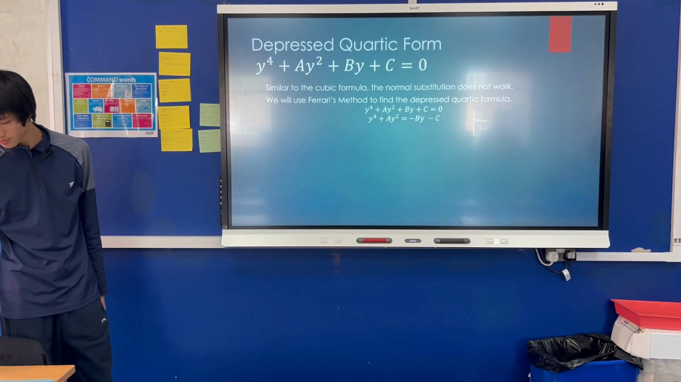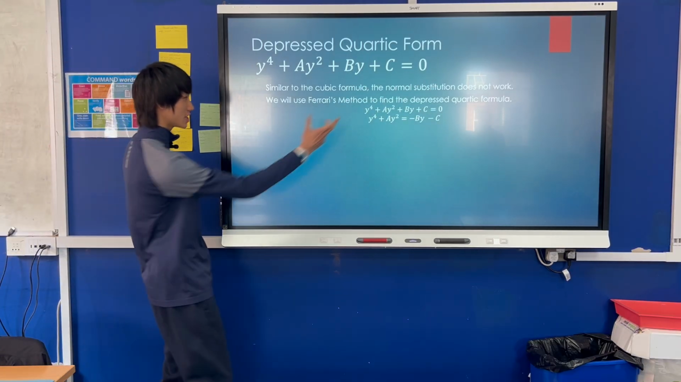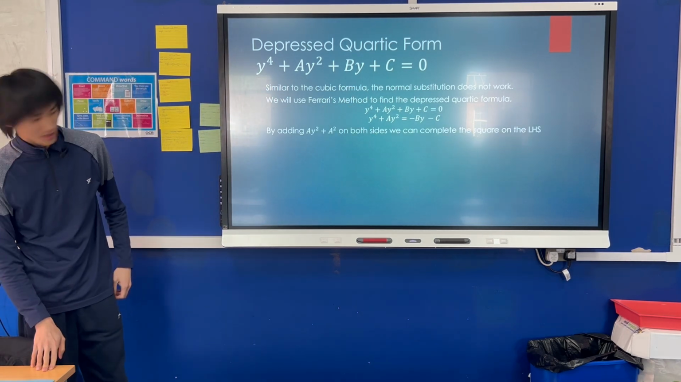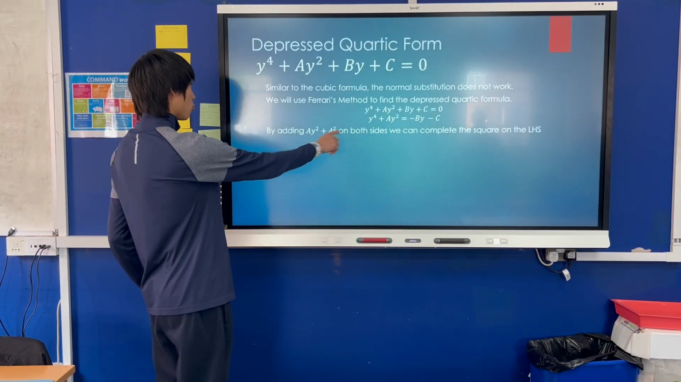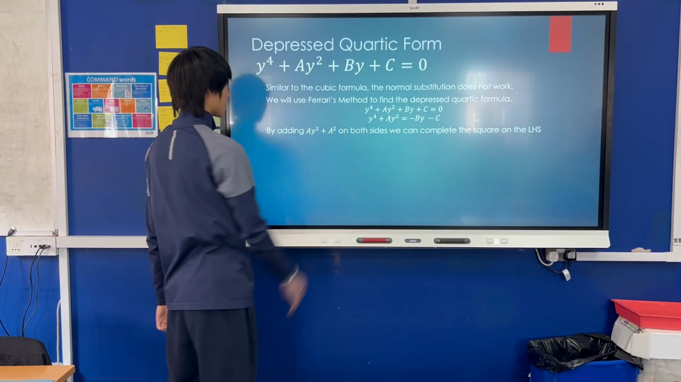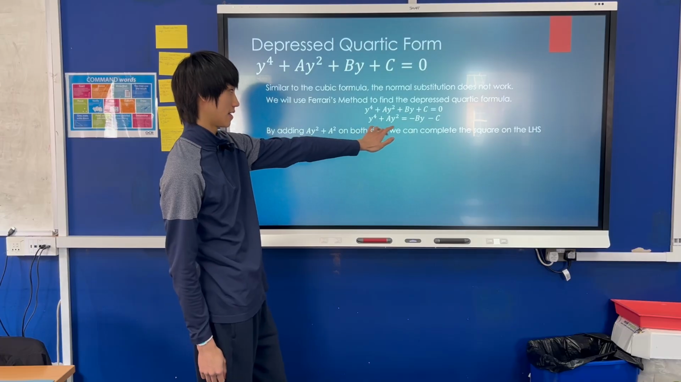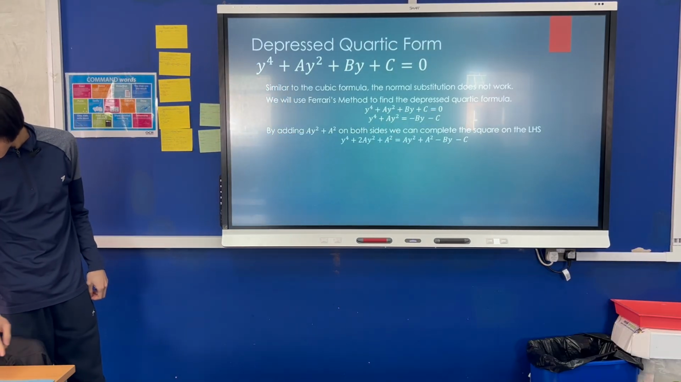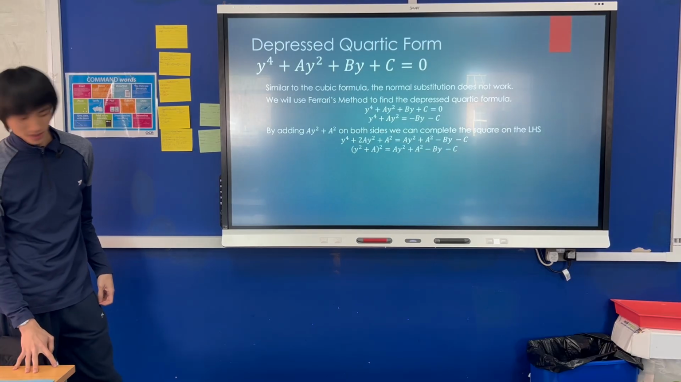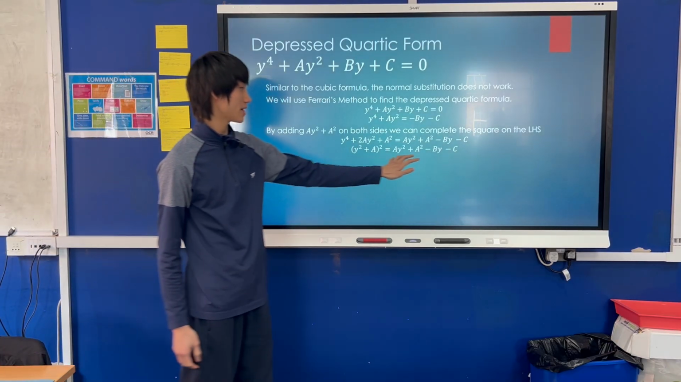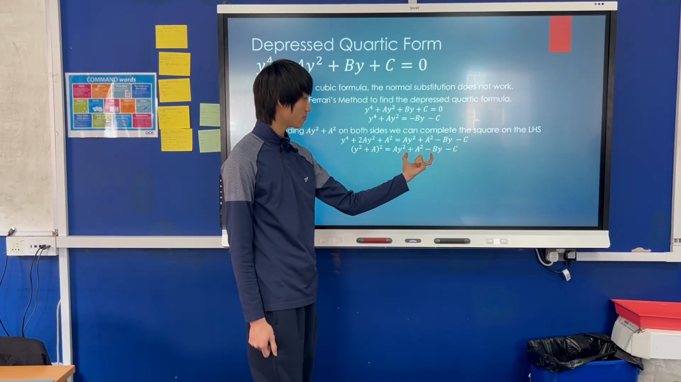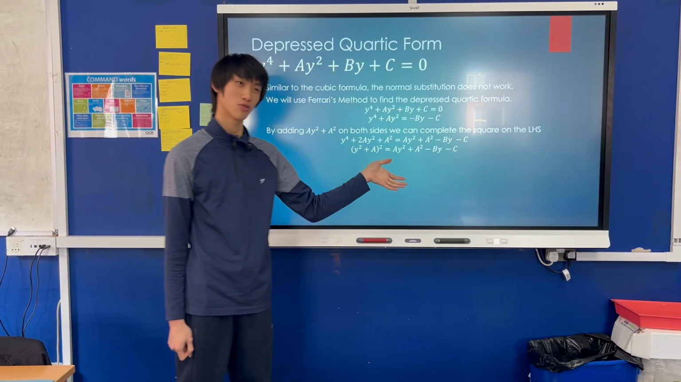So let's look at our substitution. We could rearrange this into this equation, right? This makes sense. If we add ay squared plus a squared on both sides, we complete the square on this side, and this is some constant. Or it's not some constant, it's something else. So we complete the square, and we want to make this also a square, so we could root both sides, right? That's what we want. But how can we make this a square? That's going to be a problem.